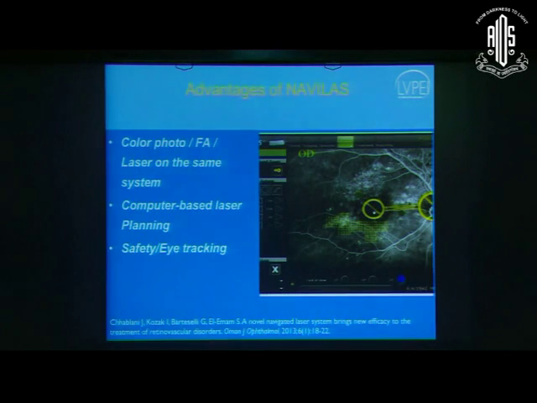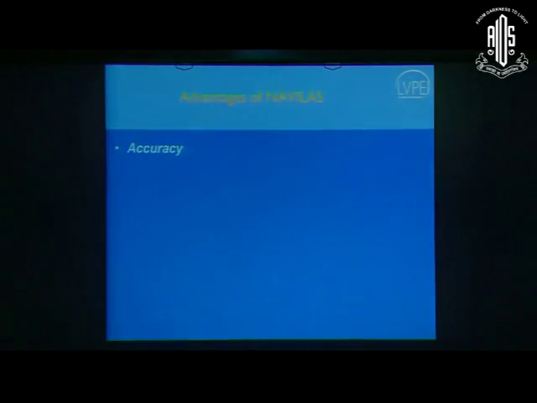Okay, so what are the advantages of Nevilas? Color photographs and fundus fluorescein angiography and the laser on the same device. It provides us the computer-based laser planning, and we saw the safety and the eye tracking using this system. So let's look at each of these aspects and with the literature of how we have supported this system.